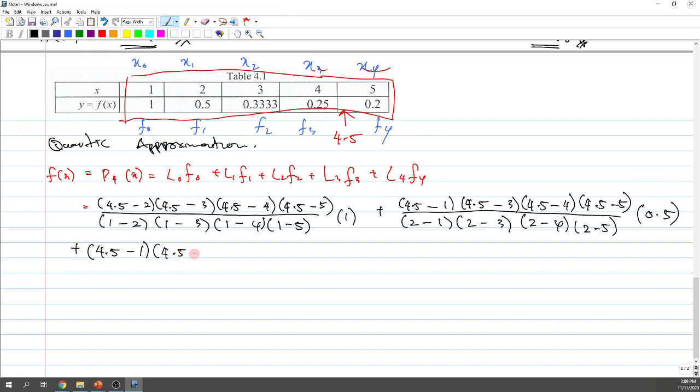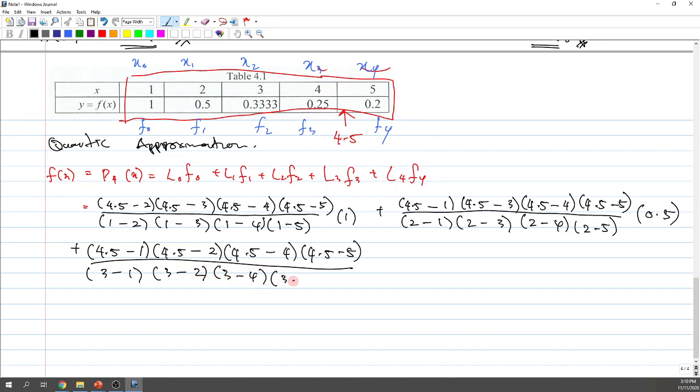So 4.5 minus 2, 4.5 minus 4, 4.5 minus 5. But with 3: 3 minus 1, 3 minus 2, 3 minus 4, 3 minus 5, times 0.3333. Okay, so times with that fourth component.